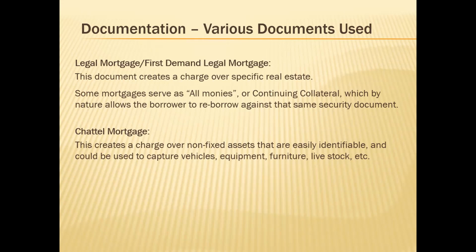So what that means is that it is like a revolving mortgage document, as opposed to documents where there may be some mortgages that state not just a fixed amount, but payments at such and such, and may even state an expiry date. Once you see it has either the number of payments or states an expiry date, it is not an all monies or continuing collateral.